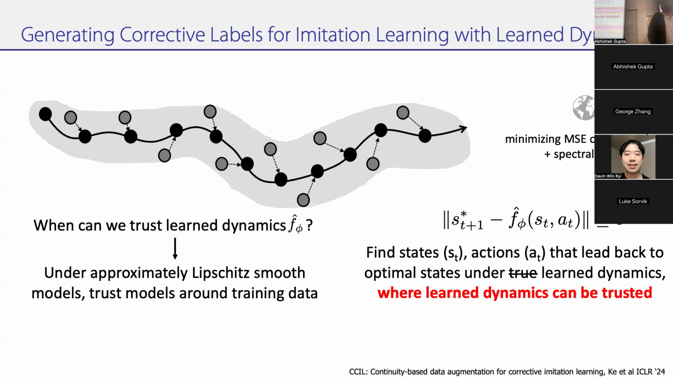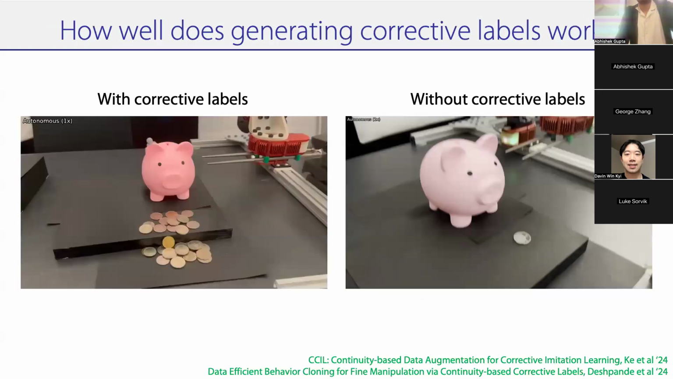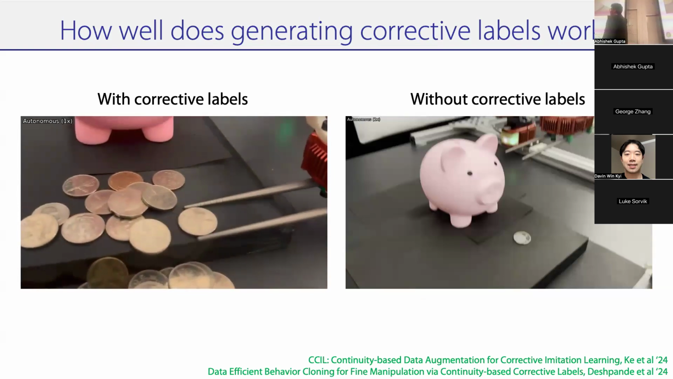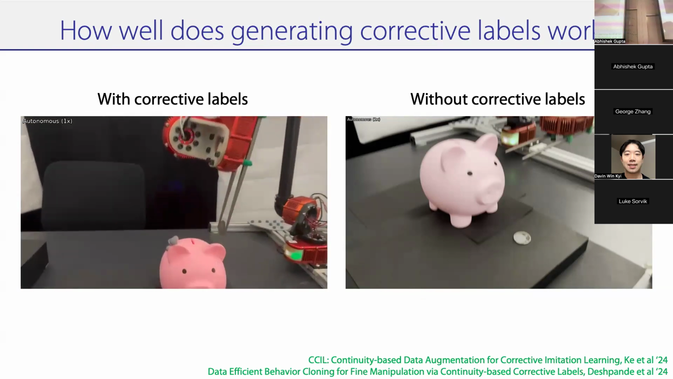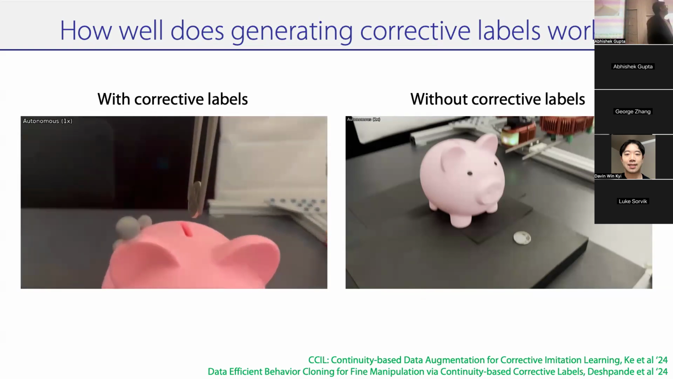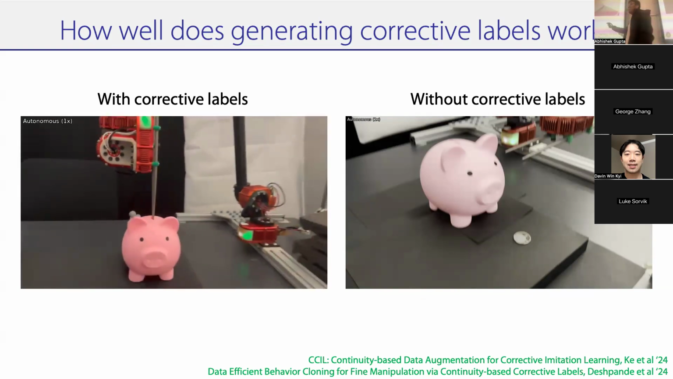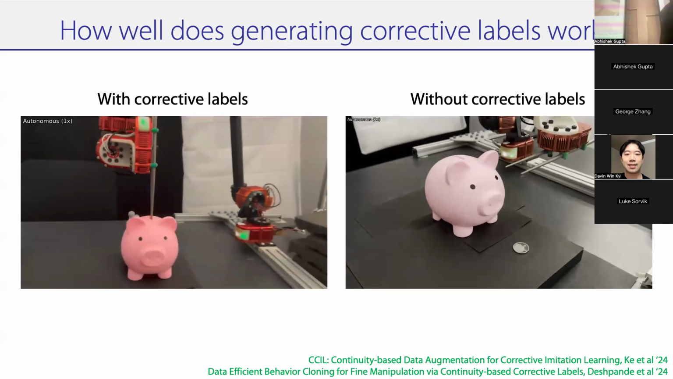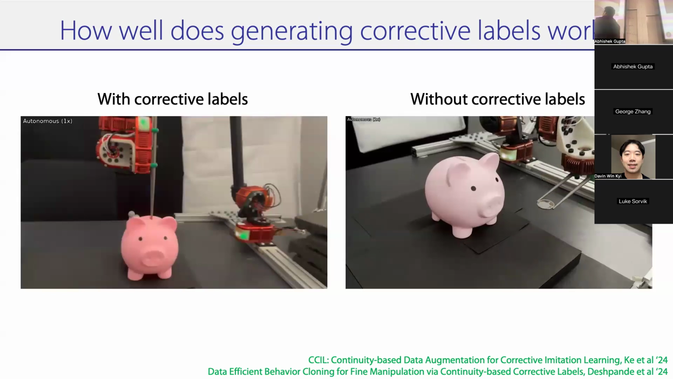Yeah. Okay, so last 2 minutes, let's kind of skip to some videos. We had this task of putting some coins into a piggy bank. This is what happens without corrective labels. You'll see a little bit of drift. No? Oh, no, that's with corrective labels. Okay, good. With corrective labels, you're able to do it successfully, but without corrective labels, you'll see a little bit of drift that leads to the starboard.